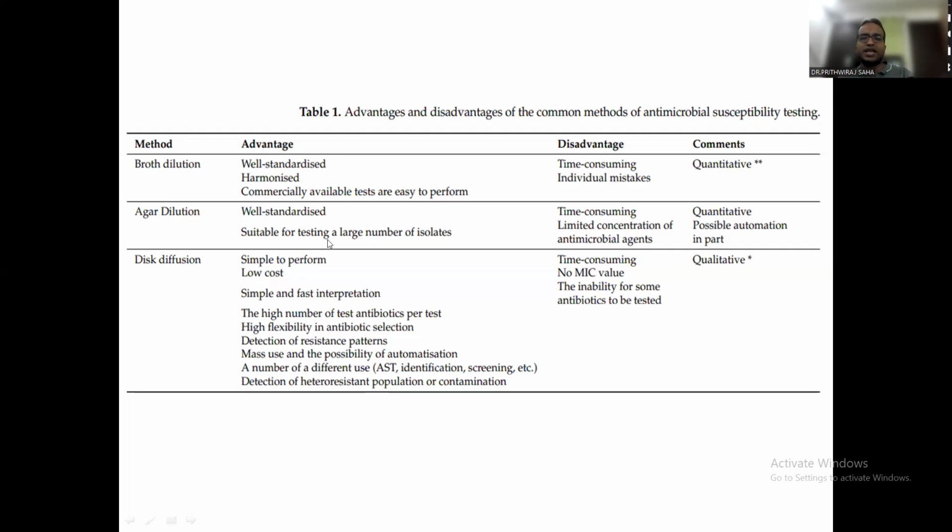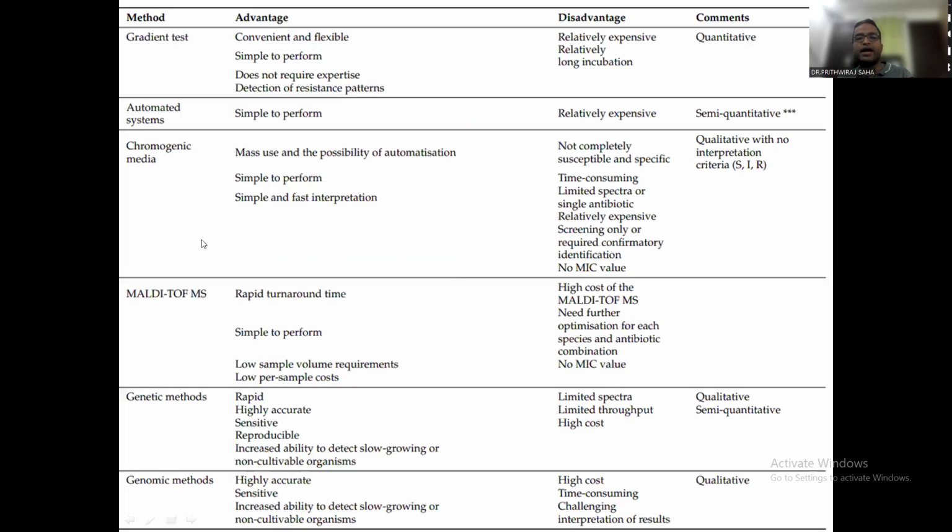So coming to the advantages and disadvantages, you take a screenshot and read this. Disk diffusion is easy, but the problem is that disk diffusion doesn't give you an MIC value, whereas broth dilution gives you an MIC value. These automated systems are good, but relatively expensive and need expertise, and that is not available in certain government institutes or certain small labs.